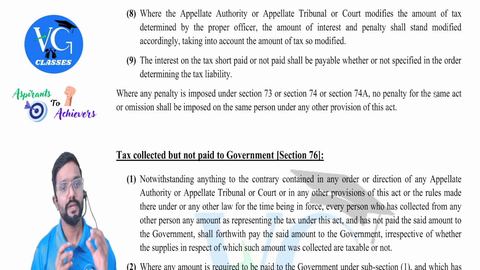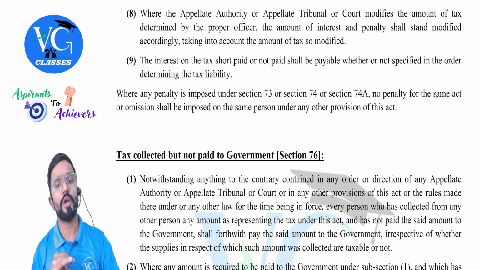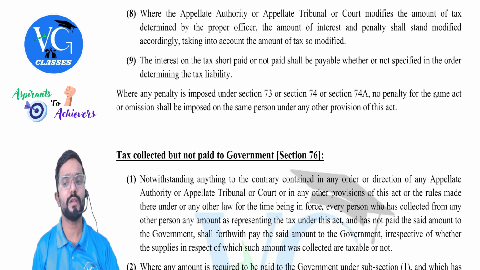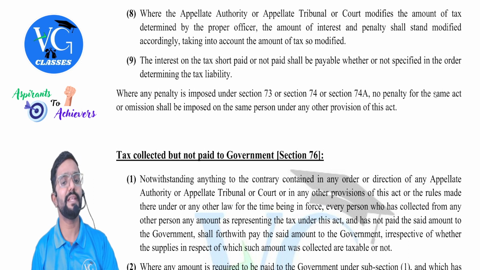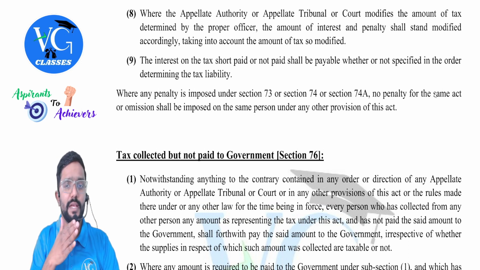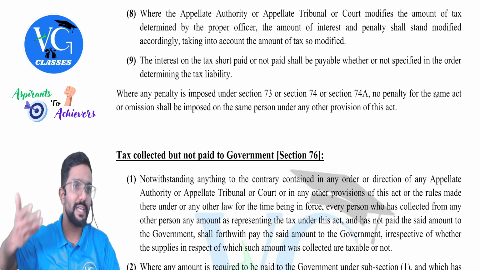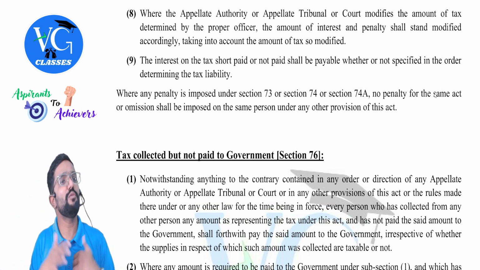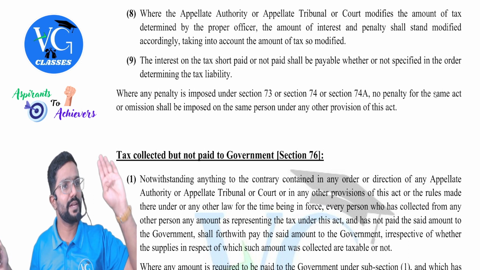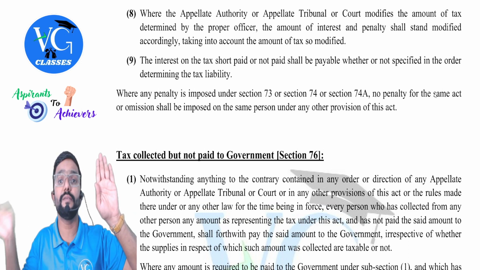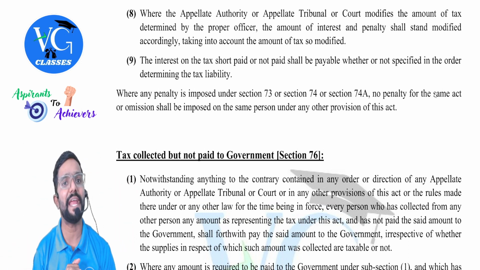Subsection 9. The interest on the tax short paid or not paid shall be payable whether or not specified in the order determining the tax liability. Yes. So obviously the interest has to be paid because there is a delay in payment of tax or a lot of procedure has happened. Correct? Notice has been issued, order has been passed. So much of delay will be there. So the registered person should pay only tax or along with interest? Along with interest at 18% as per section 50, guys.